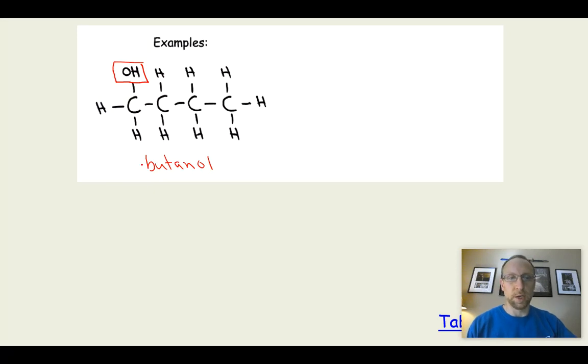And now remember our common rules. We need a number for location. So our functional group, our OH, is on the first carbon. So it's 1-butanol. That's all. So now let's take a look at something here.